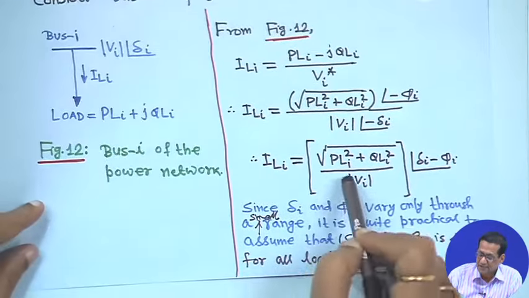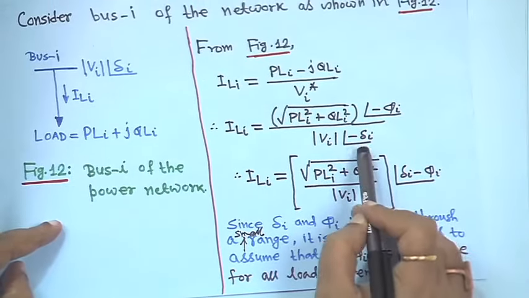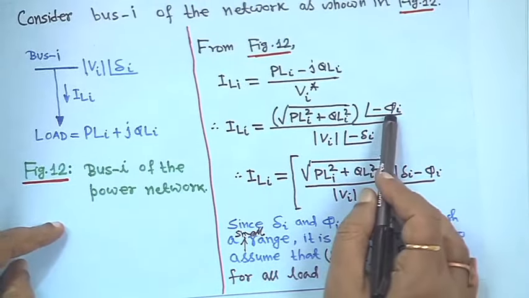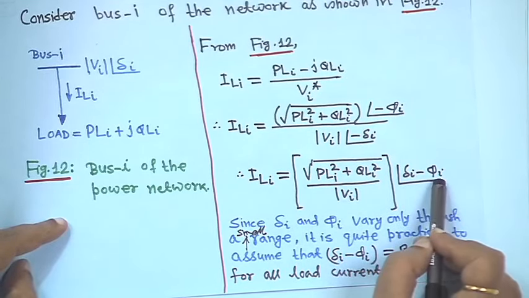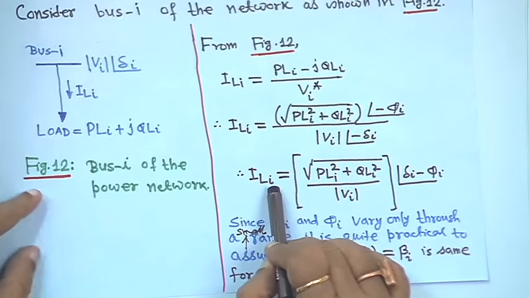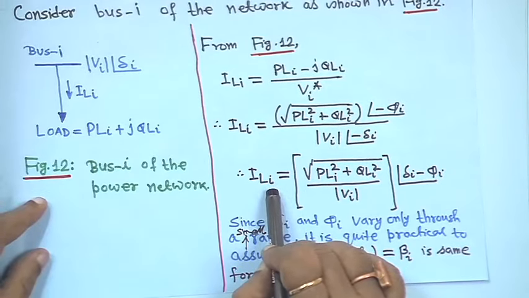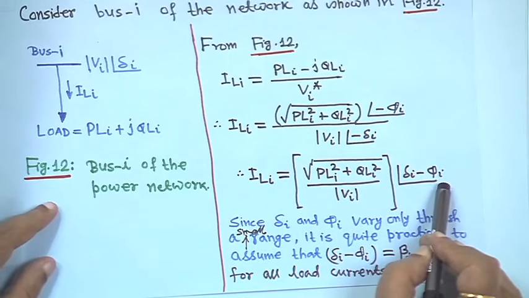Therefore, ILI is equal to the root over PLI square plus QLI square upon magnitude V I, with angle delta I minus phi I, since the minus delta I goes to the denominator and becomes positive. This is the load current angle at bus I, but we will assume that this delta I minus phi I is the same for all the load currents.